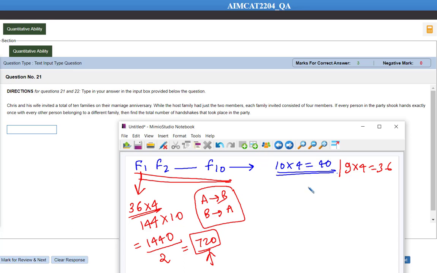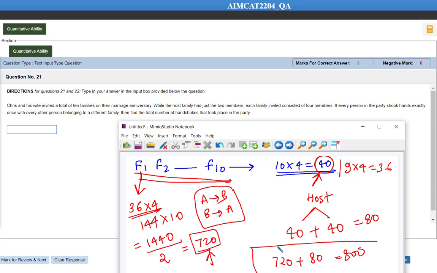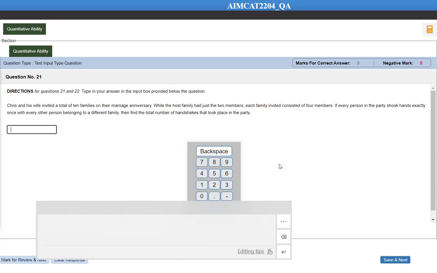Okay, now the host family is there. Host family is having 2 members. The first member of the host family will handshake with these 40 people, and the second member of the host family will handshake with these 40 people again. So total 80 handshakes happen with the host. Over here we do not need to divide it by 2 because we consider only from the host point of view. So our answer is going to be 720 plus 80, that is equal to 800. Okay, so let's mark 800 as the answer and let's move ahead.